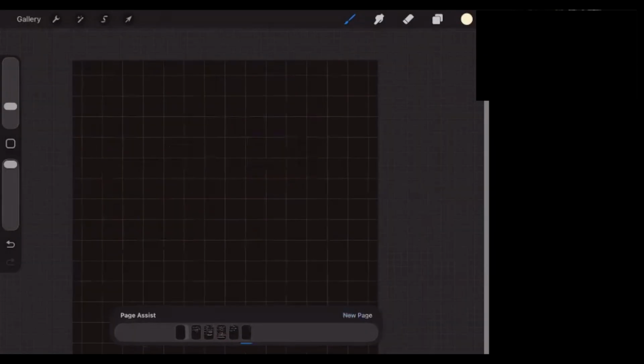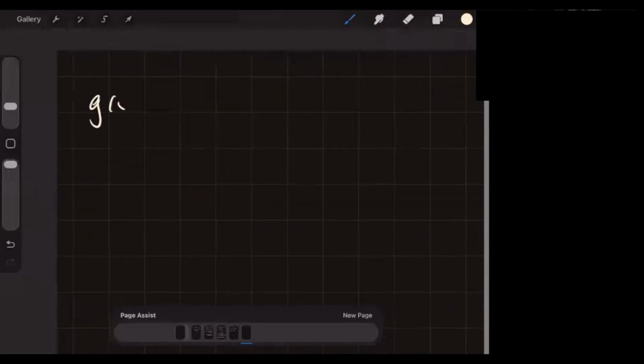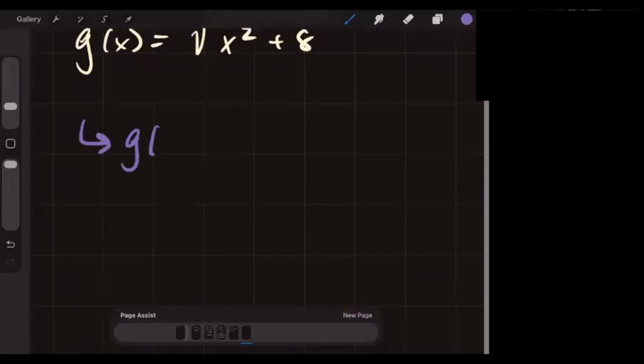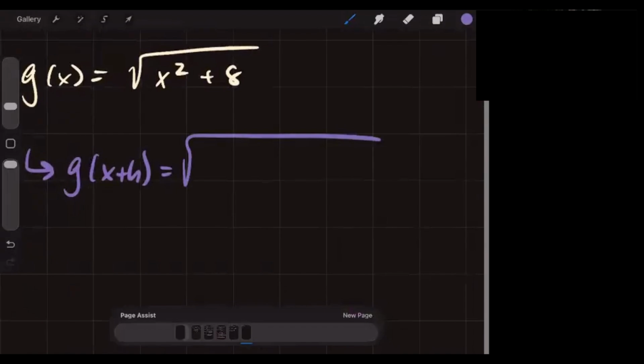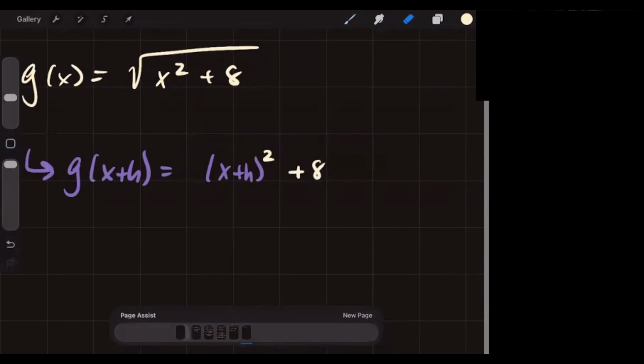So let's do another one. Let's say g of x is equal to the square root of x squared plus 8, right? And that means we know that g of x plus h is going to equal the square root of, be very careful now, x plus h squared. Okay? See how that's a square there? Like that. Okay? Plus 8. In fact, I'll do this in white for you.